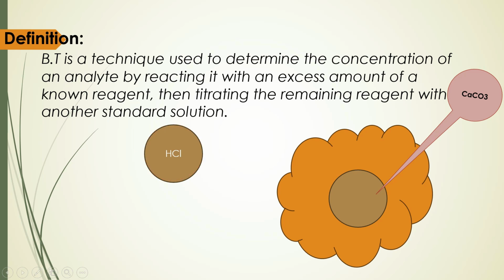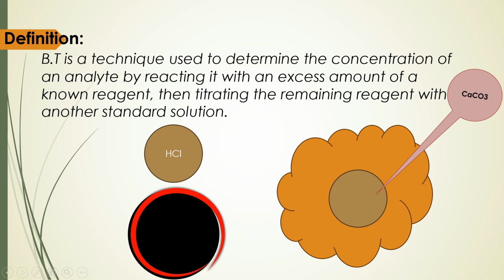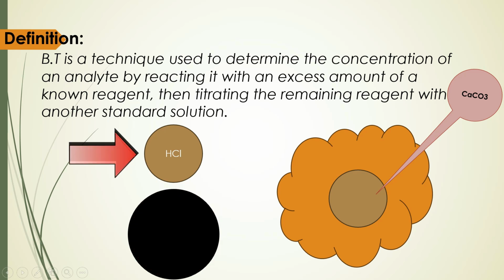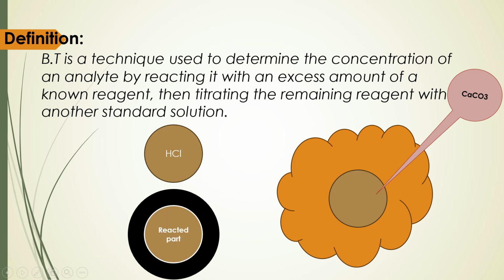In order to react calcium carbonate completely, we need an equal amount of HCl. But in back titration, we would use more HCl than what is required. So this was the amount that was required, but we have used this much. This means this is the reacted part and this black circle around it represents the unreacted part of HCl. Now, if we know the original concentration and volume of HCl, then we can calculate the remaining, unreacted amount of HCl after titration. This is what back titration is all about. Now, let me illustrate it with an example.